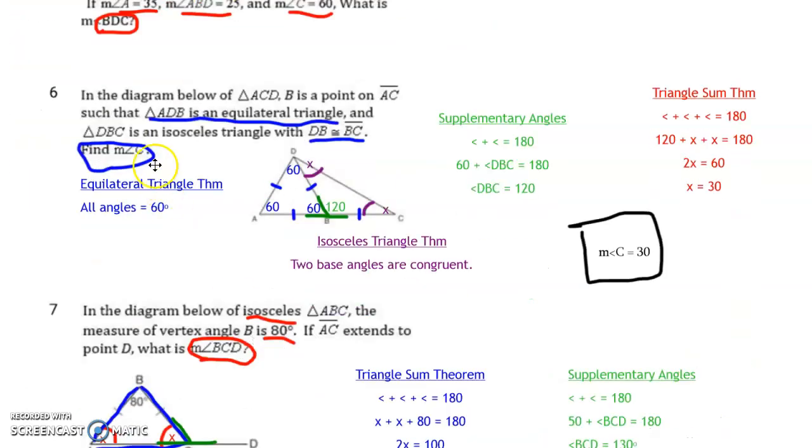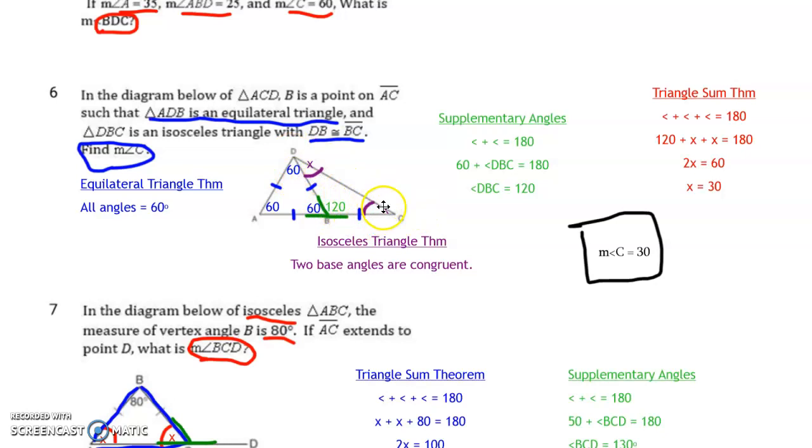For question 6, it asks us to find the measure of angle C. So we use the equilateral triangle theorem first. Since it's an equilateral triangle, all angles are equal to 60. We label those in there. Then we use supplementary angles, this green highlighting, 60 and 120 is 180. And then after that, we use the Triangle Sum Theorem, 120 plus x is equal to 180.